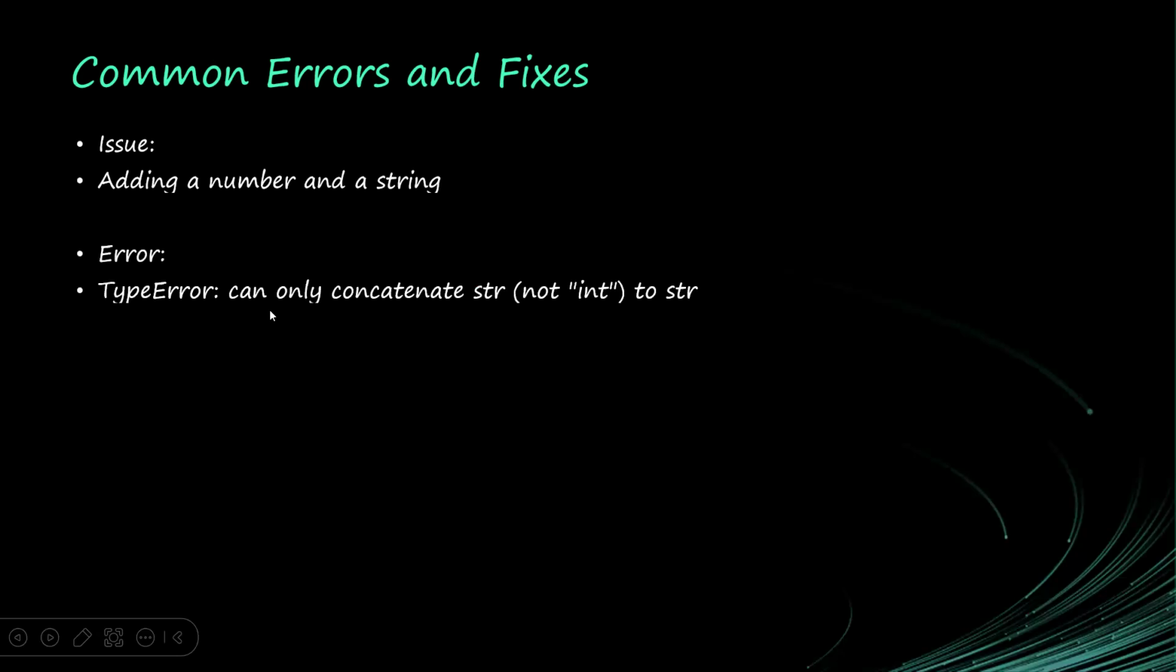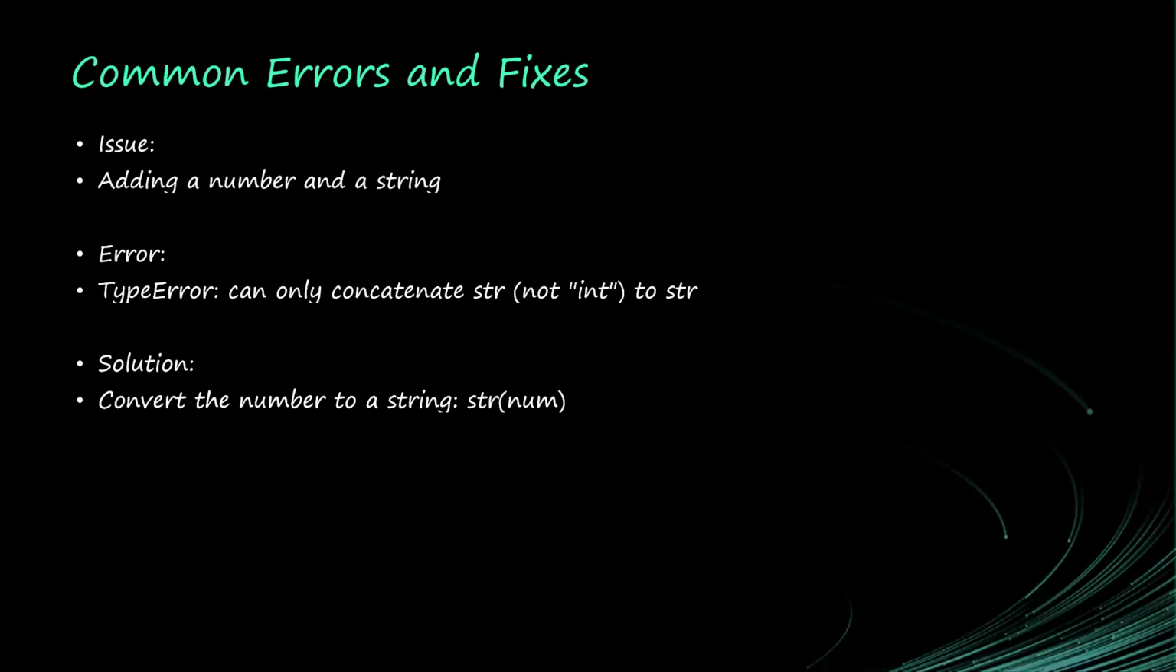The error will say can only concatenate string to string. So when you're trying to add a number and a string, it depends on which variable came first in the expression. The solution is to convert the number to a string or convert the string to a number, depending on what you want to do. Do you want to do concatenation or do you want to do addition? It's up to you, but you have to do conversion.